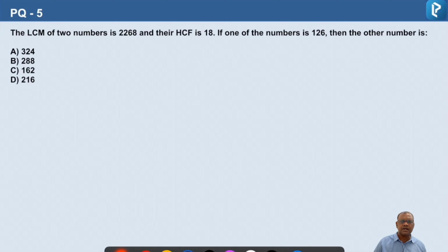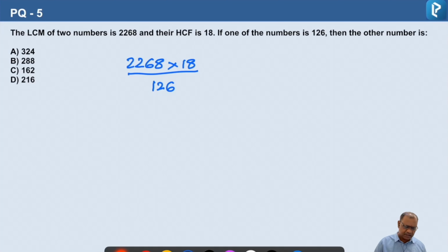Question number 5. The LCM of two numbers is 2268 and their HCF is 18. If one of the numbers is 126, then the other number is what? So we have seen in the examples. To find out the other number, the product of LCM and HCF must be divided by the given number. One of the numbers is 126. So if you divide the product of LCM and HCF with one of the numbers, you will get the other number.